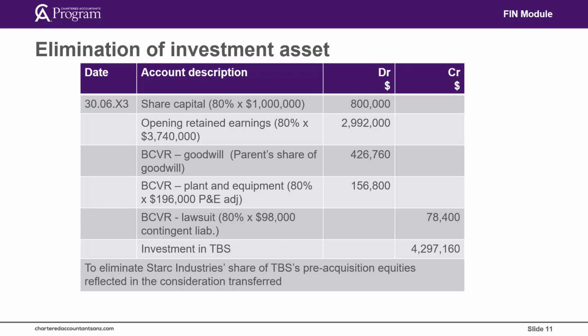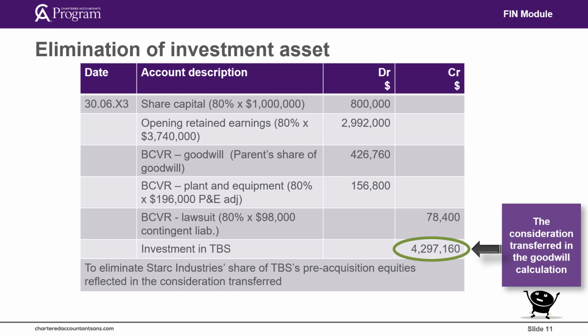Lastly, we need to eliminate the investment asset. This entry needs to be performed every time consolidated financial statements are prepared. Perhaps the starting point when you are doing a large entry is to start with an easy line. Looking back to the acquisition analysis, we see the $4,297,160 of consideration transferred, or investment cost, that would be sitting as an asset in Stark's general ledger. This asset needs to be eliminated to avoid double counting, hence the credit to the investment in TBS.